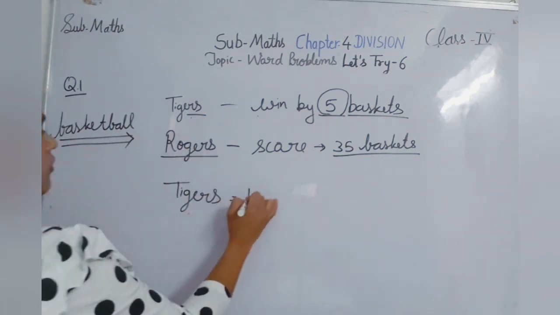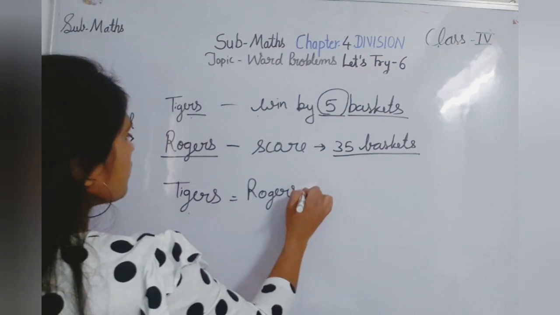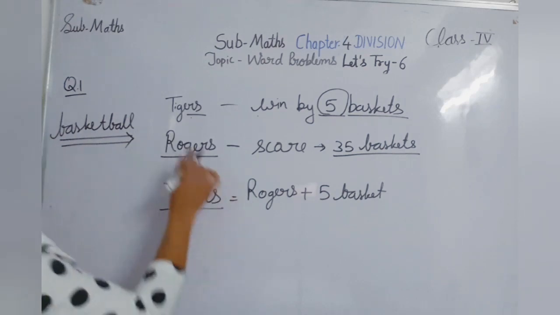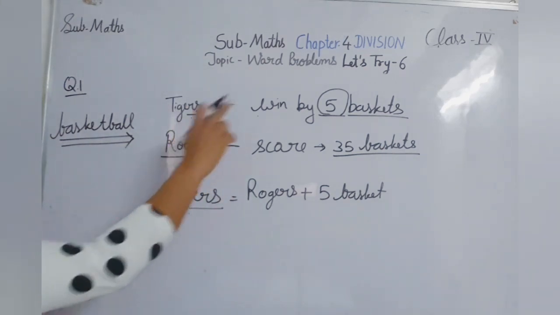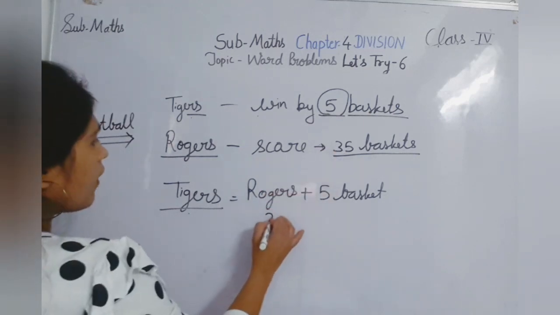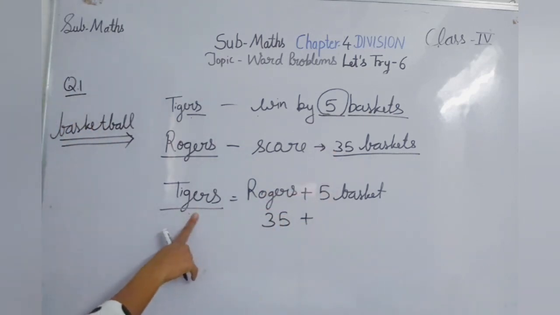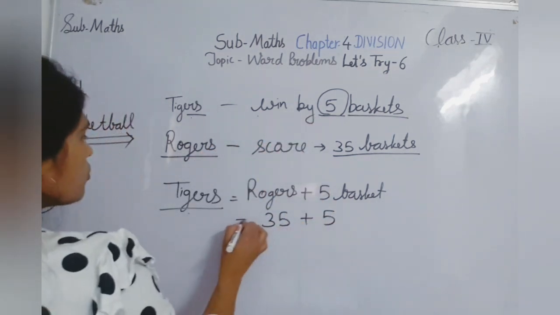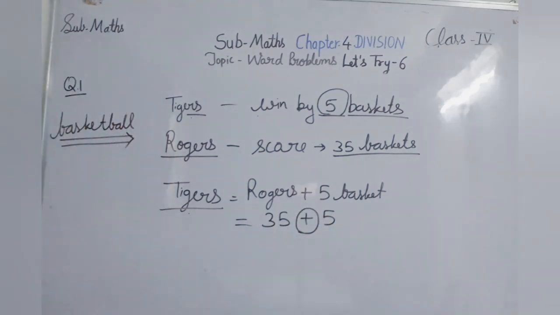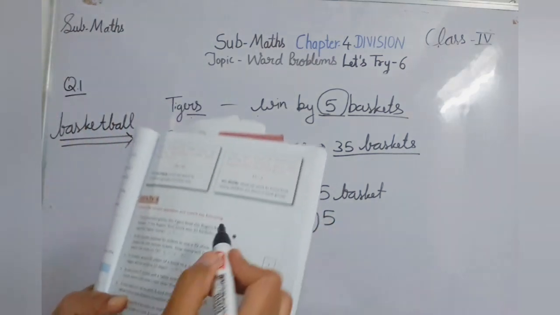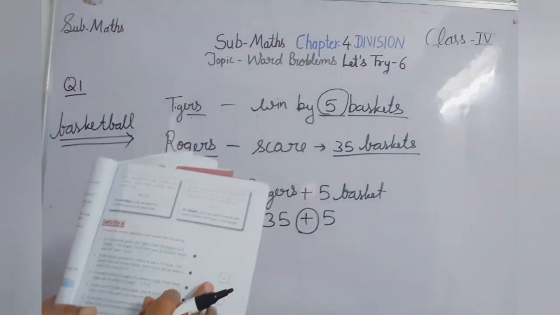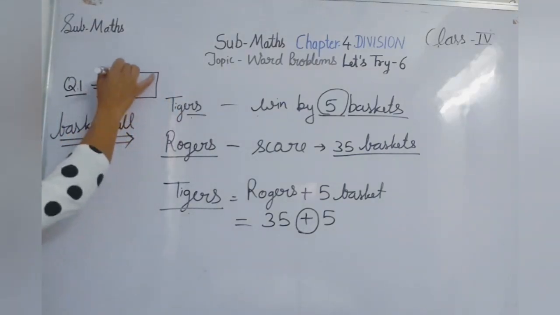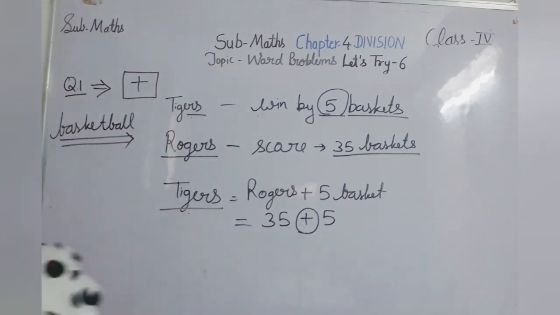So what will be the Tigers' score? The Roggers' score plus 5 baskets, because the Tigers beat the Roggers by 5 runs. The Roggers' score was 35 and the Tigers got more than the Roggers, how many more? 5 more. So which operation will we use here? Plus operation. You have to match the first one with the plus operation. Clear?